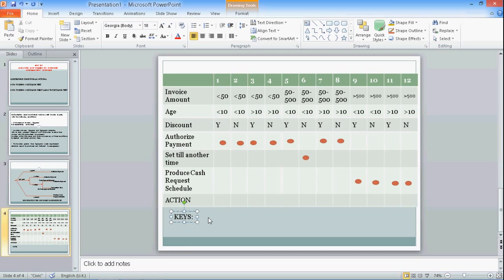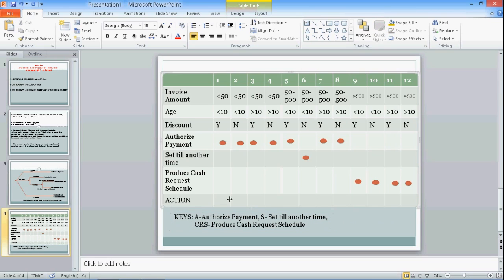We're saying when we authorize payment, A means authorize payment, comma. S stands for set till another time, comma, and then CR, or CRS. CRS means produce cash request schedule. Okay, I should bring this down. Alright, so these are our keys.